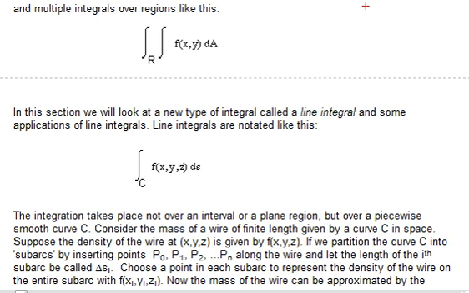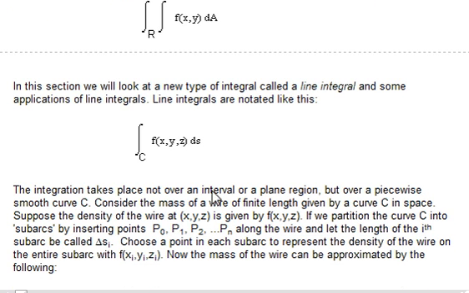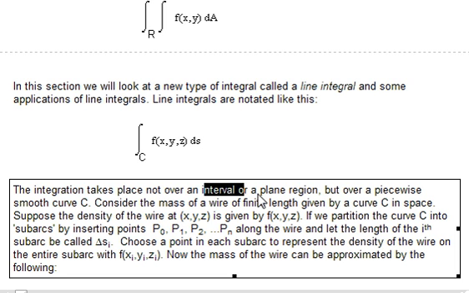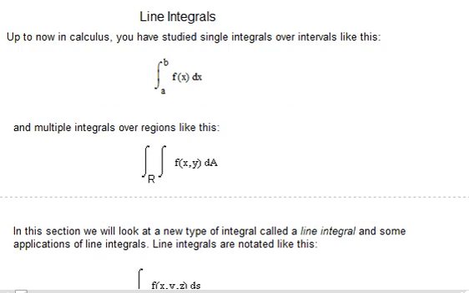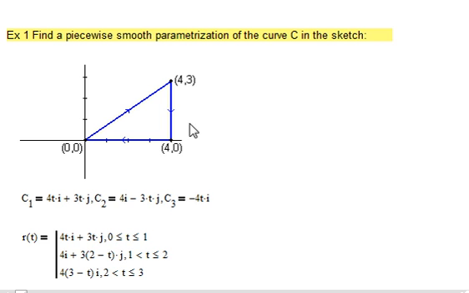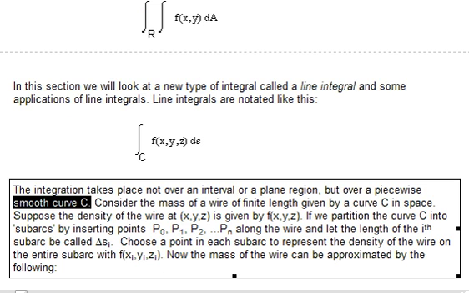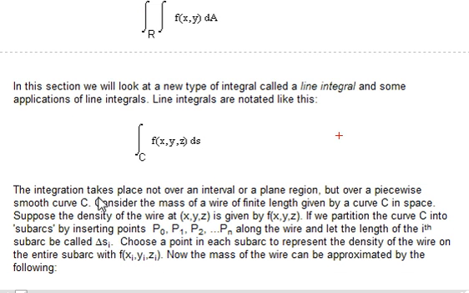So it takes place over an interval or a plane region, but over a piecewise smooth curve C. Recall the difficulty we had in parametrizing this smooth curve C, and that's going to be the difficult part of this type of thing.